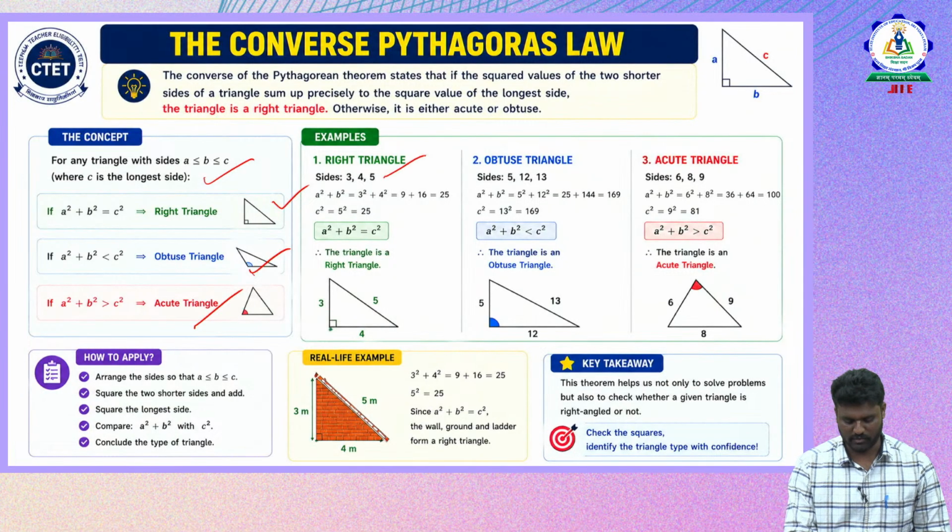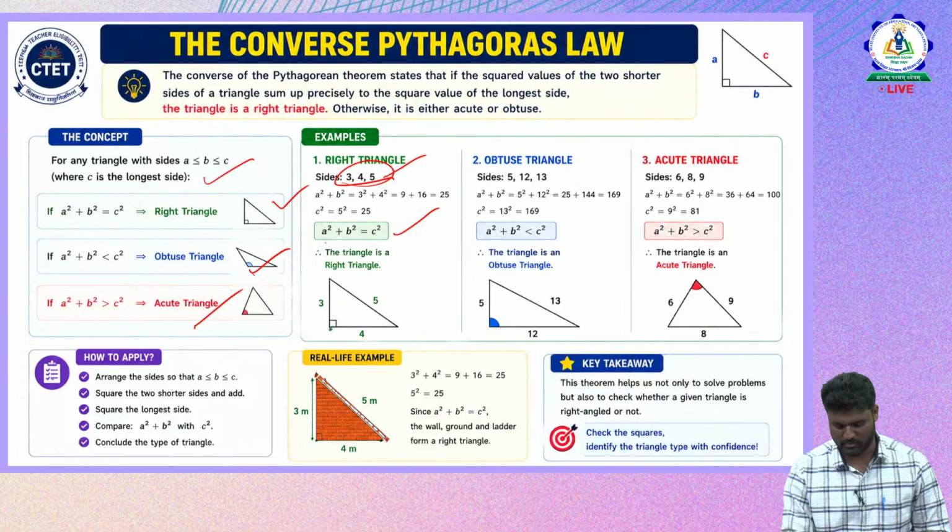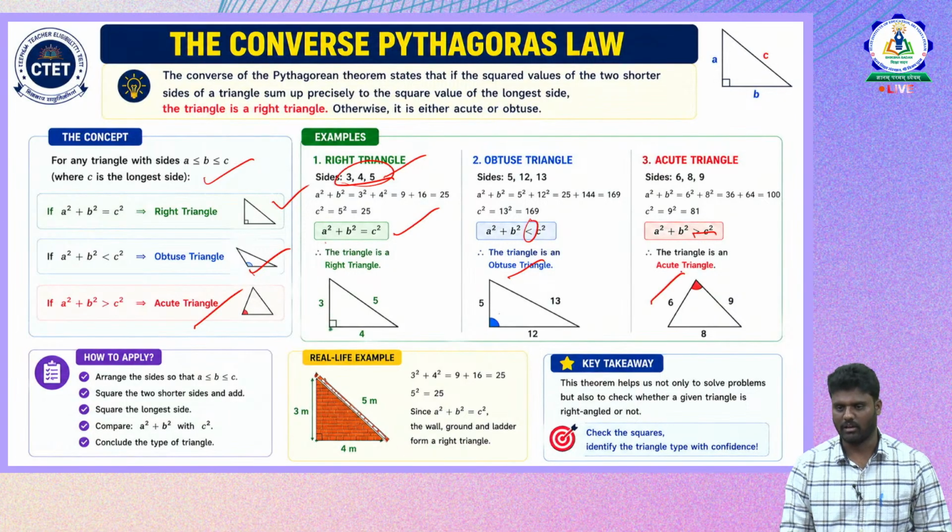Okay, so similarly, let us see sides 3, 4, 5. If you apply these triplets 3, 4, 5, we can see that a square plus b square is equal to c square. So in this condition we say that this is a right triangle. But if a square plus b square is less than c square, then we say that it is obtuse angle. If it is greater than, we say that it is an acute triangle.